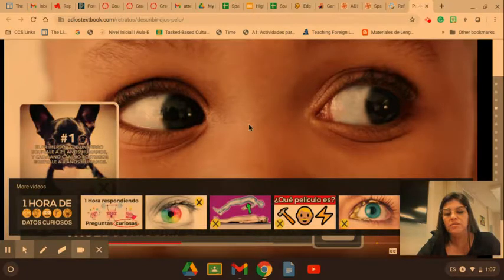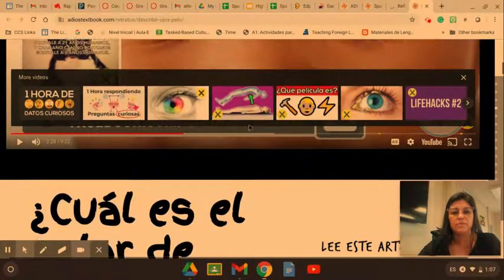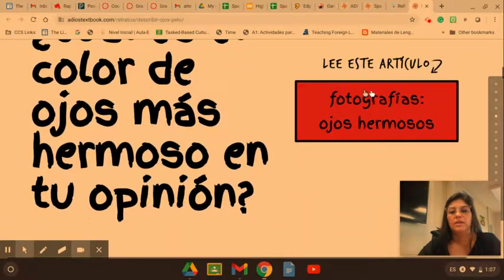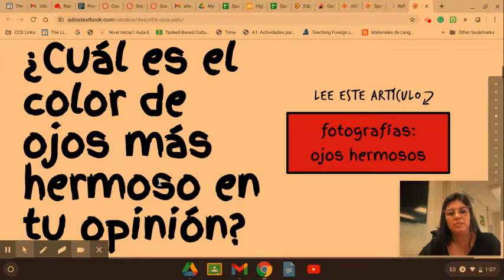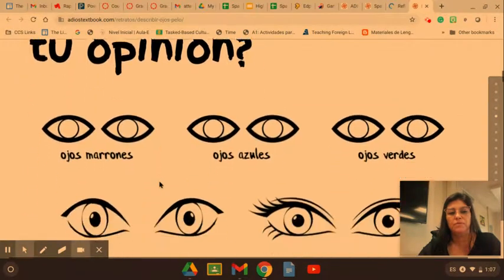So, entonces, you're going to tell me cuál es el color más común to el color menos común. Then we look at different pictures and we talk about el color más hermoso. Hermoso being beautiful.